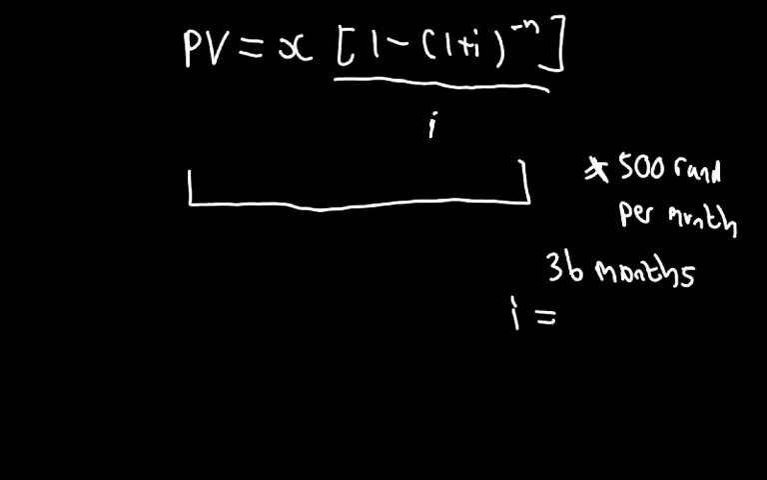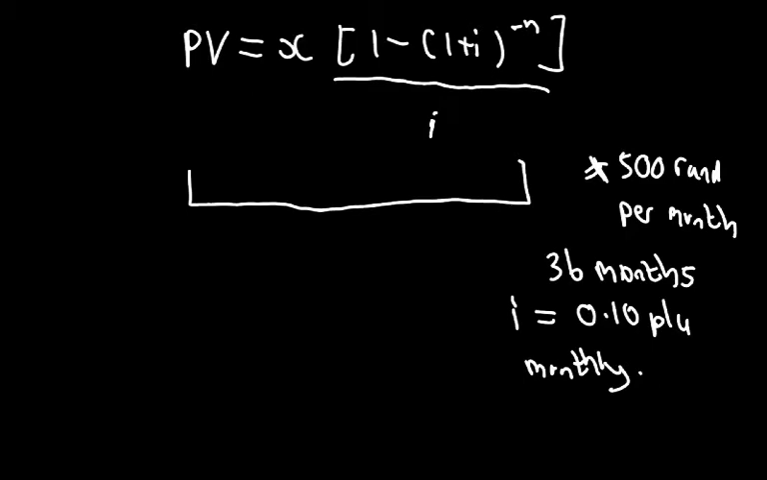The information given to you is that the interest rate is 10% per annum, but that it's compounded monthly. My question to you then is, what is the present day value of those 36 payments of 500 Rand?